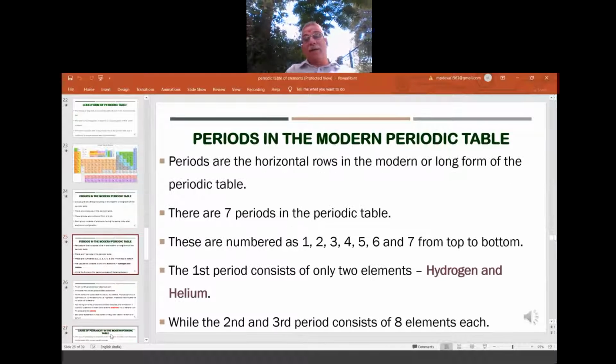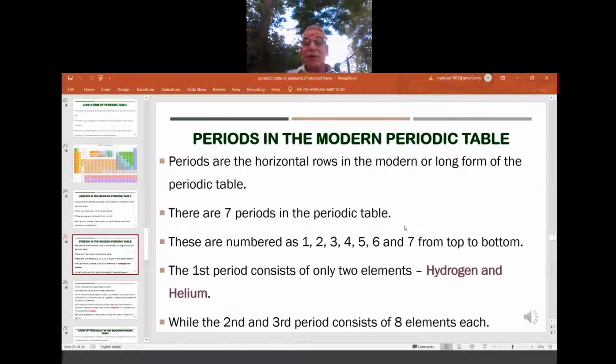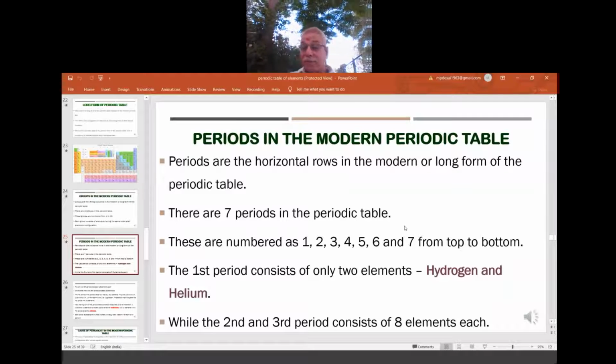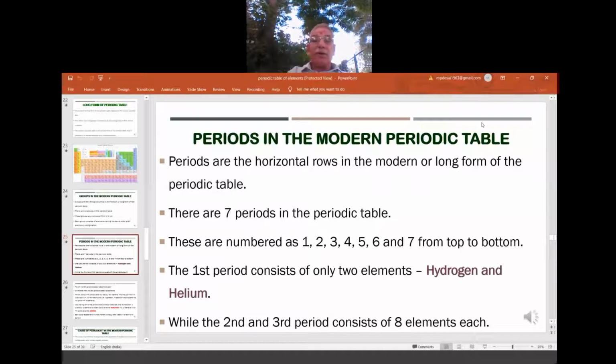Periods in the modern periodic table. So what is a period? Arranging from left to right. When you arrange from left to right in the increasing order of atomic number, they are called periods. Totally we have 7 periods.